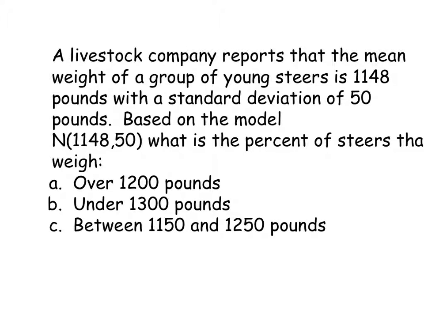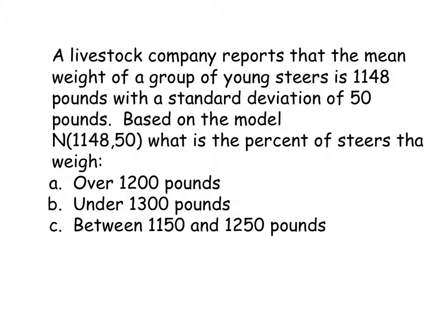Alright, this video is on Chapter 5, Number 6. A livestock company reports that the mean weight of a group of young steers is 1,148 pounds, with a standard deviation of 50 pounds. Based on the model given below, what is the percent of steers that weigh A, over 1,200 pounds, B, under 1,300 pounds, and C, between 1,150 and 1,250 pounds?